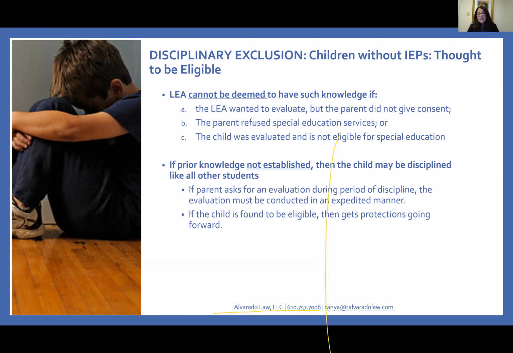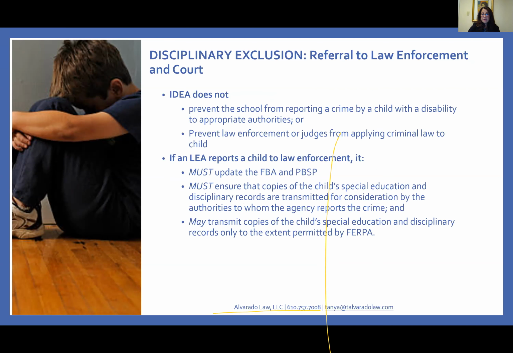If the prior knowledge is not established, then the school district can continue to discipline your child, change the schools, change their setting, in the same manner that they would for other children. Okay. The school district can still report your child. If your child's behavior is a crime, they can report it to the authorities. If your child's behavior causes them to go before a magistrate judge or have some other criminal proceeding, the IDEA doesn't stop that. That is a separate system, and that could occur.